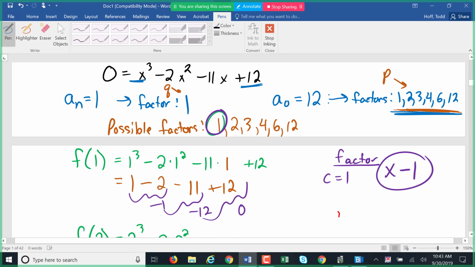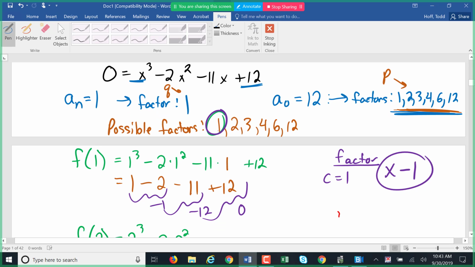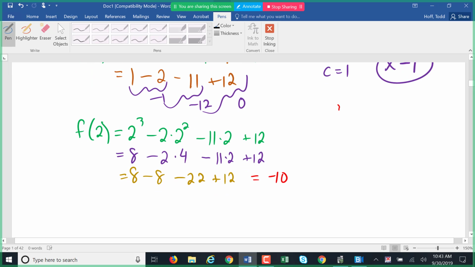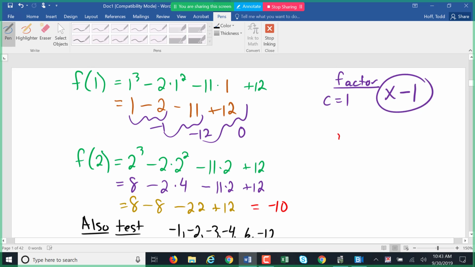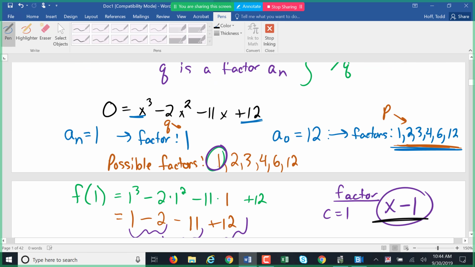And we could test all the rest of these in there. The problem is, there's a lot of them, for one, and not only do we have to test all of them, but we would have to test their negatives. We would also have to test -1, -2, -3, -4, -6, and -12, because those are possible roots as well. So since we have one root and one factor here, I am going to do my division and see what's left.